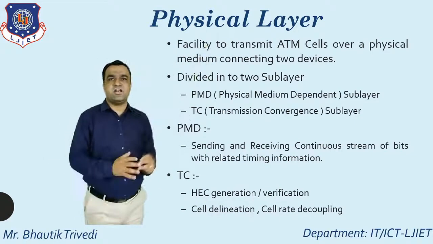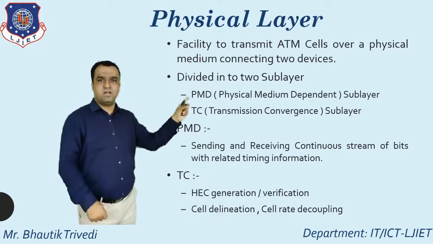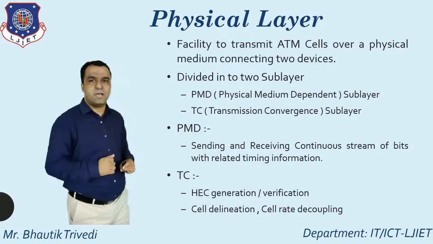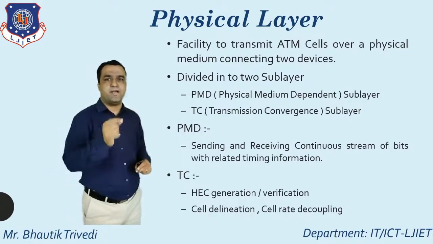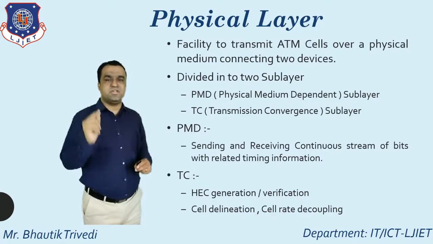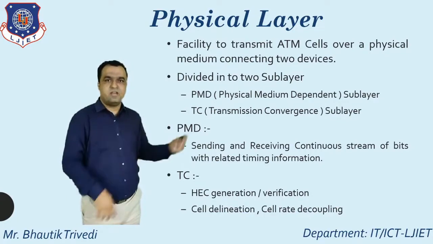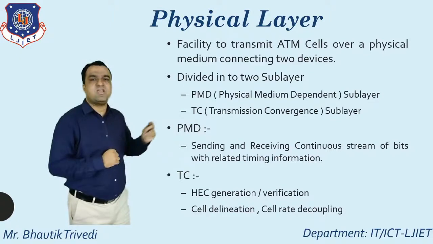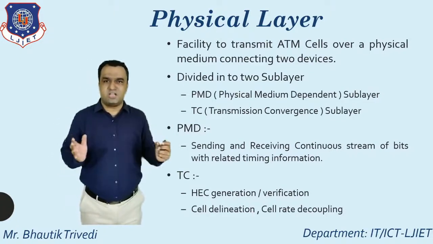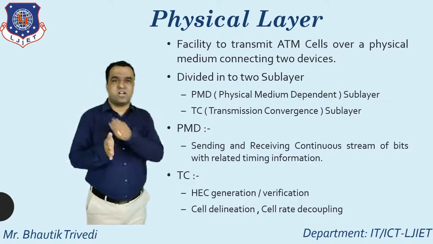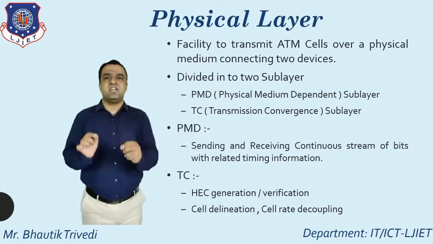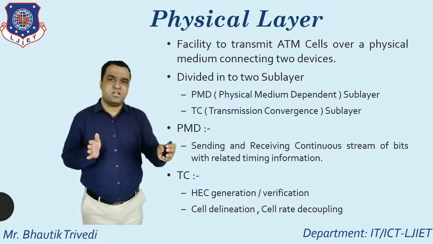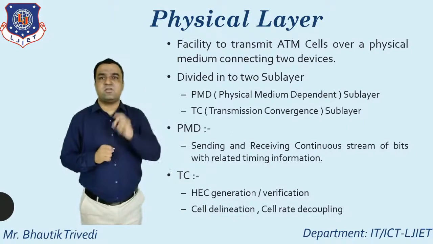So this physical layer is divided into two sublayers. One is known as PMD, and the second is known as TC. What is the full form of PMD? Physical medium dependent. Again I repeat: physical medium dependent. TC means transmission convergence. So what's the functionality behind the PMD? PMD is generally used for sending and receiving a continuous stream of bits with related timing information.